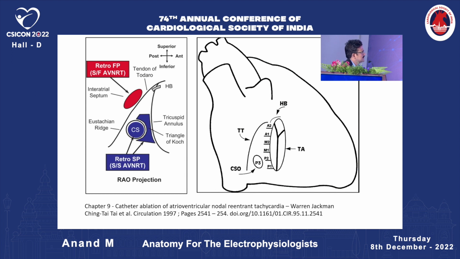This is a picture. The region has been arbitrarily divided into P, M, and A, posterior, mid, and anterior regions, by the Masuri group in Milwaukee. What they found is that ablation in the P1, P2 region, that is the posterior region, had no AV blocks, while ablation in the higher regions was found to have increased AV block.